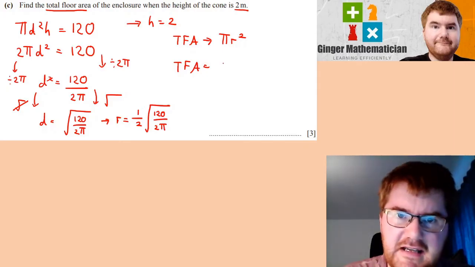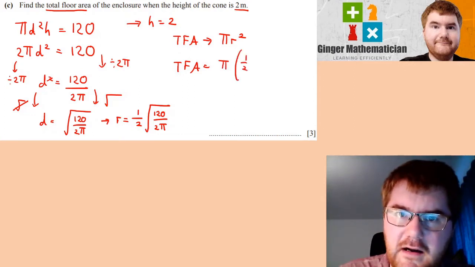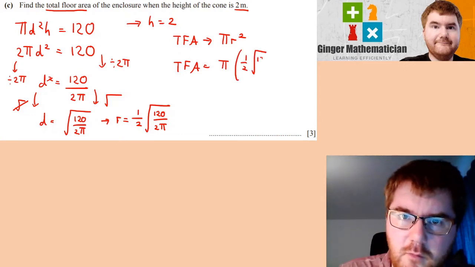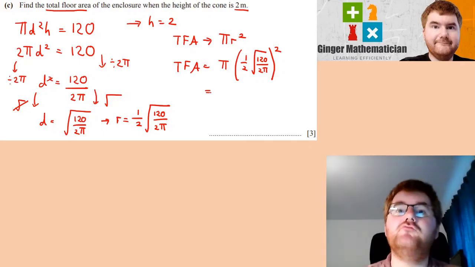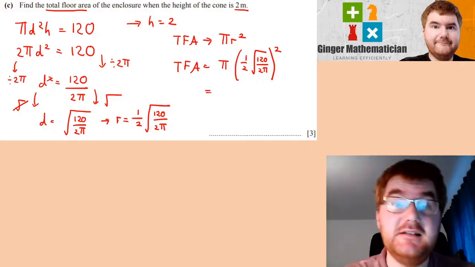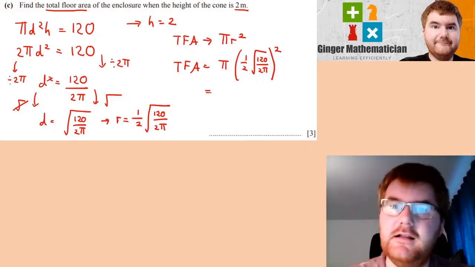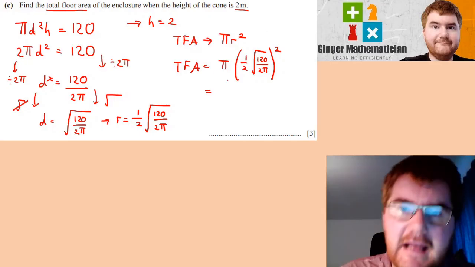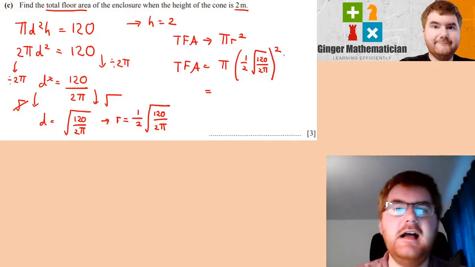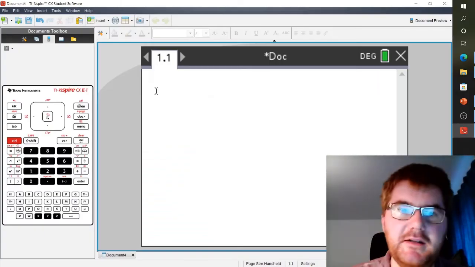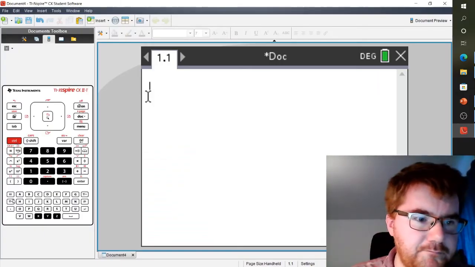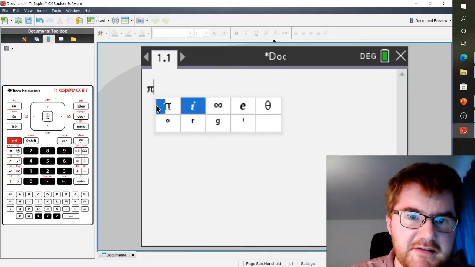So if I put it into here now, we get pi, open brackets, 1/2 the square root of 120 over 2 pi all squared. Notice I've really tried to avoid rushing to my calculator until I've really need it at this very last part. So what we're going to do very carefully, we're going to type this into the calculator and it will do all the hard work for us. So let's pop it in. So we get, first of all, pi. So let's pop that in.